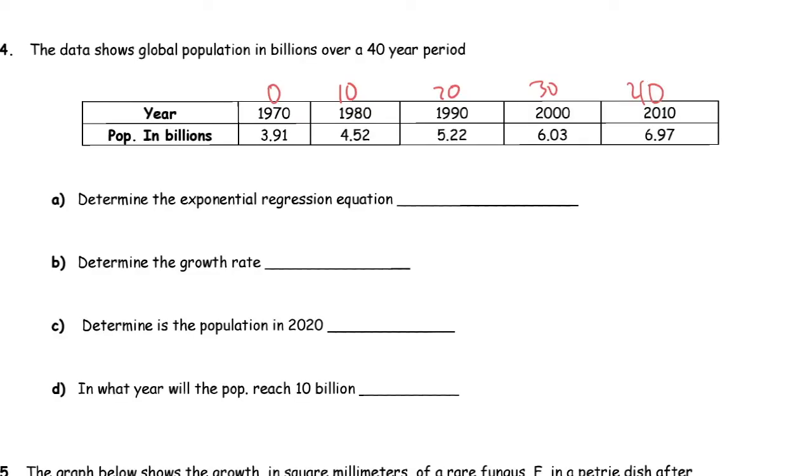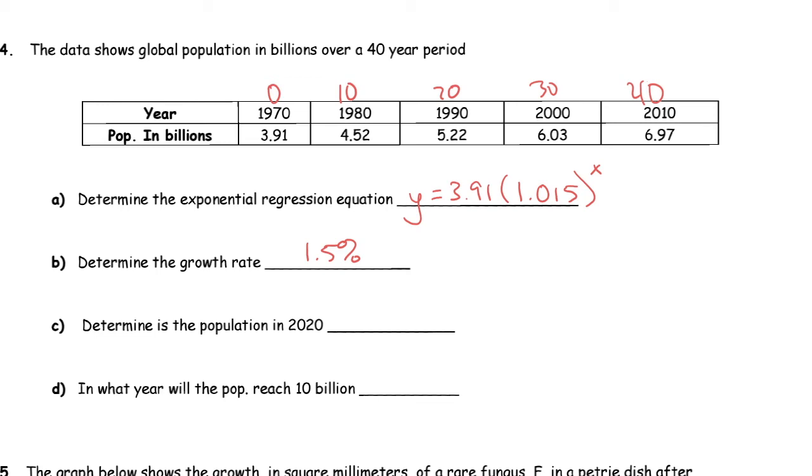Okay. So the calculator told us that the equation was going to be 3.91 multiplied by 1.015 to the x. And notice that our B value here is a little bit over 1. So it's a little bit more than 100%. How much more? Well, that's 1.5% beyond 100%. Okay, so that's a growth rate of 1.5%.